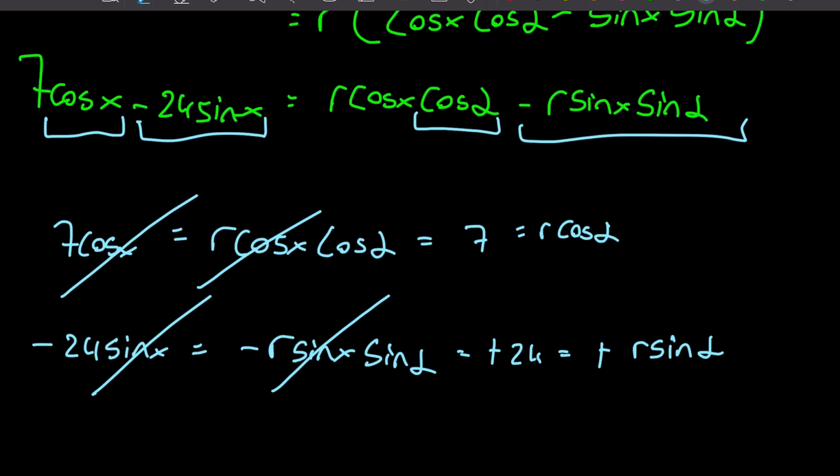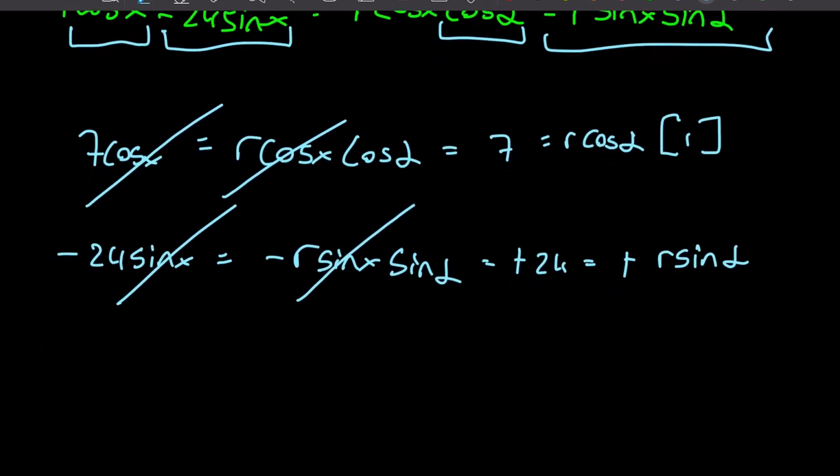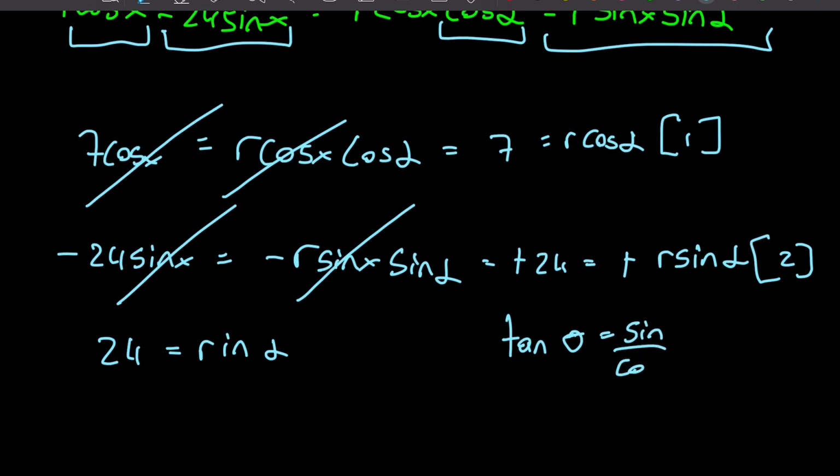So what do we want to do now? So this up here is equation 1, and this is equation 2. And what do we want to do? Well, we want to find a way to get tan of alpha. So how do we do this? Well, we have 24 is equal to r sin alpha, and if we want to get tan, since we know that tan theta is equal to sine over cos, then if we have r sin alpha, we just need to divide it by r cos alpha. So we'll divide equation 2 by equation 1.